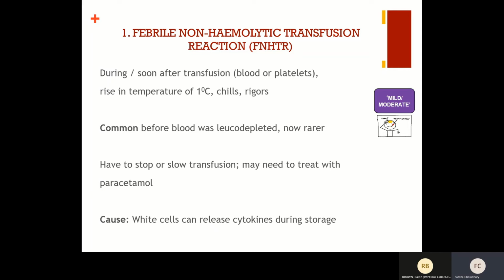So for the next few slides, I'm going to go through some of the common transfusion reactions. Febrile non-hemolytic transfusion reaction occurs soon or during the transfusion, and it's generally a rise in temperature of 1 to 2 degrees, with chills and rigors. It was very common before we leukodepleted blood, but is now more rare. The treatment is to slow or stop the transfusion, and some patients may need some paracetamol. It's due to white cells releasing cytokines during storage, and often these symptoms can be mild or moderate.